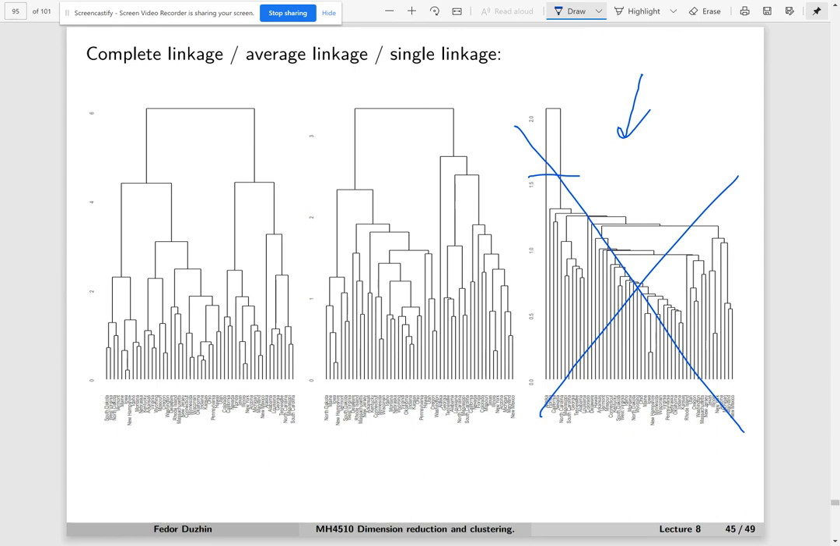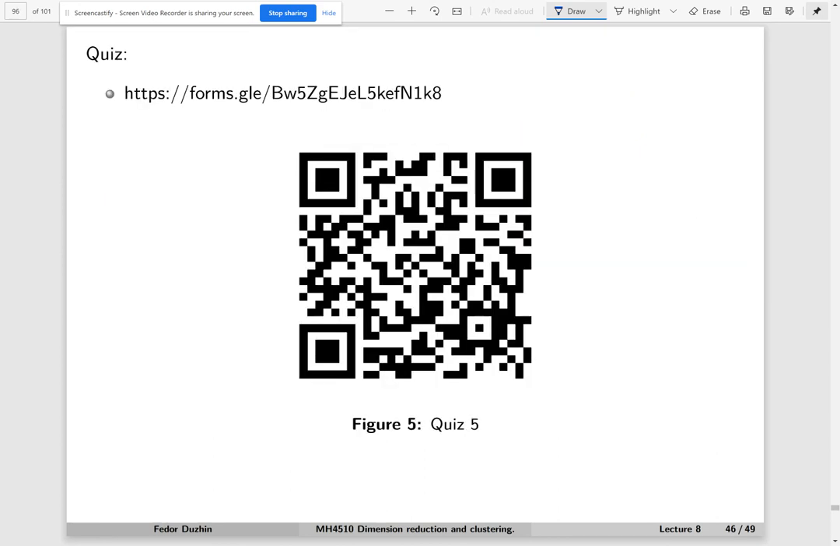But complete linkage and average linkage, they produce very similar results, but not exactly the same, right? So like for complete linkage, the natural choice of clusters is 4, but for average linkage, it's 5 instead. And again, it's probably not very clear which method to choose. You can again experiment with different methods and see whatever makes more sense.